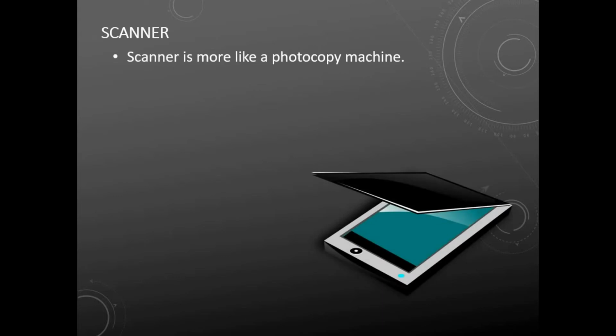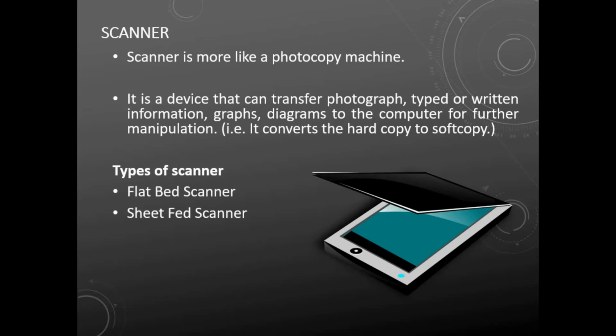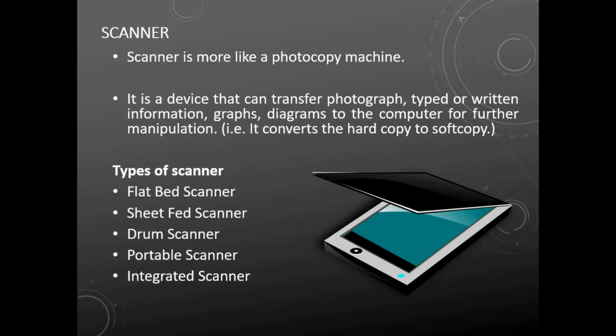Next, scanner. Scanner is an input device and it is more like a photocopy machine. It is a device that can transfer photographs, typed or handwritten information, graphs, and diagrams to the computer for further manipulation. You can say it converts the hard copy to soft copy. And you have different types of scanner. Firstly, we have flatbed scanner, sheet-fed scanner, drum scanner, portable scanner, and integrated scanner.